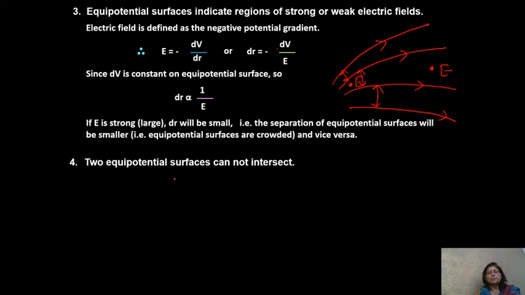Next point, two equipotential surfaces cannot intersect. Why can they not intersect? Because if two equipotential surfaces intersect, then at the point of intersection we can draw a perpendicular and there must be two electric fields, which is never possible. So, two equipotential surfaces never intersect each other.